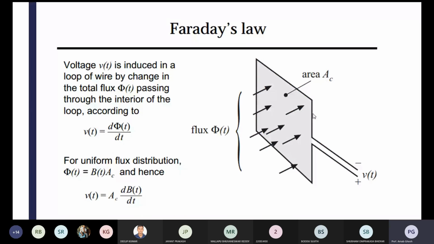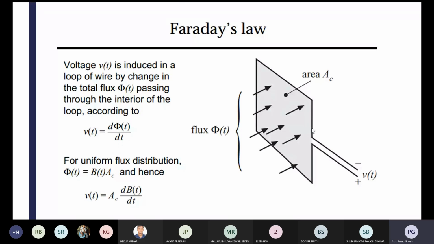Flux phi t equals what? It will be the integration of v into dt. For a uniform flux distribution, phi t equals B(t) into AC, and hence you can replace that value. AC is replaced here, AC into B(t). AC is the constant, so it will come out. So v(t) equals AC dB(t) by dt. You know that basic concept of Faraday's law, so you can get the induced EMF.